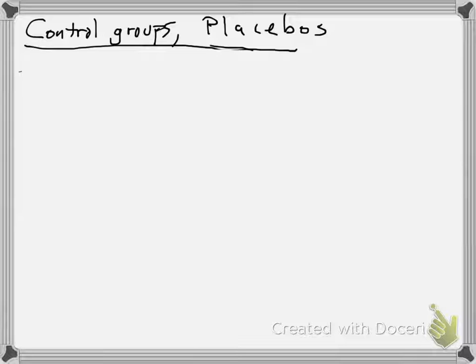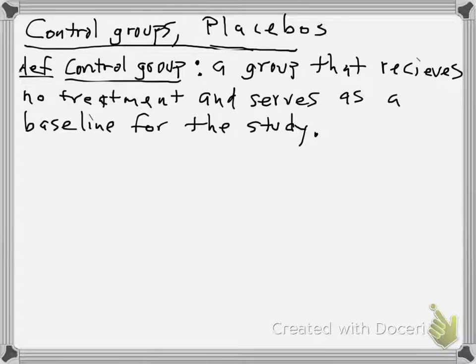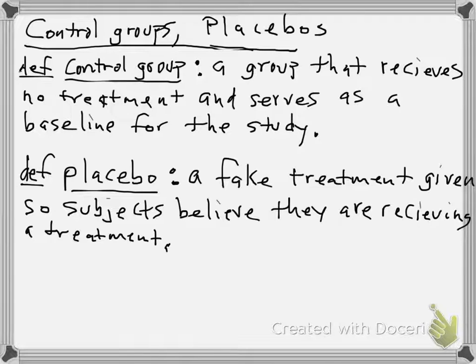We also just need to talk about control groups and placebos. We call a control group a group that receives no treatment and kind of serves like a baseline for the study. Now, it's very common, especially in medical studies, to give subjects in a control group what's called a placebo. And a placebo is a fake treatment given so subjects believe that they're actually receiving a treatment.